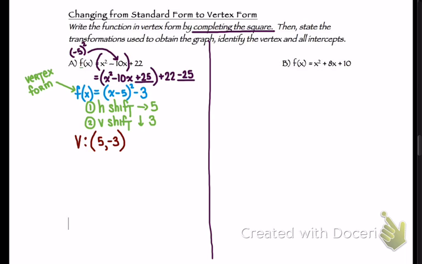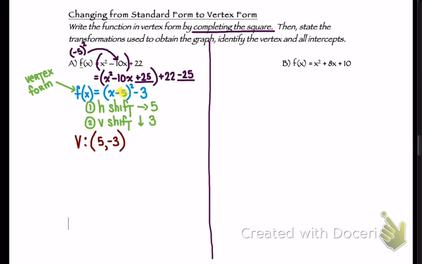I'm going to give you some great advice. Take a look at your vertex form. There is your 5. There is your negative 3. Think about your transformation. So that's why they call it vertex form. Ta-da, you can see the vertex in the problem. Okay, so understand vertex form. You can obviously see the vertex.